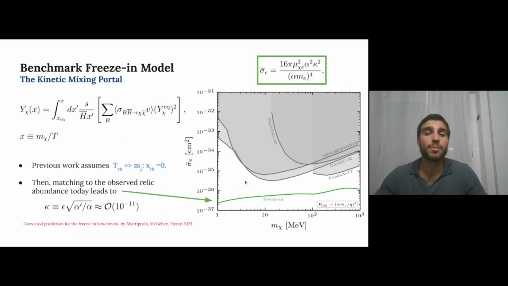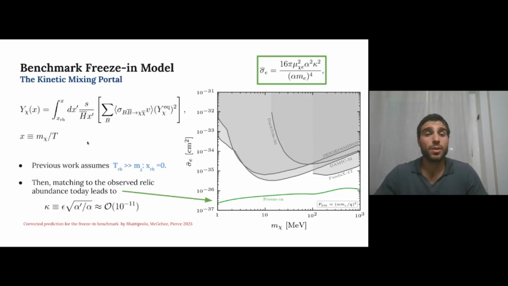Now, to obtain the prediction of the portal coupling kappa that corresponds to the production of the observed dark matter abundance today, we simply need to evolve the Boltzmann equation for the dark matter yield, given here, for a given dark matter mass, and match it to the observed relic abundance today.